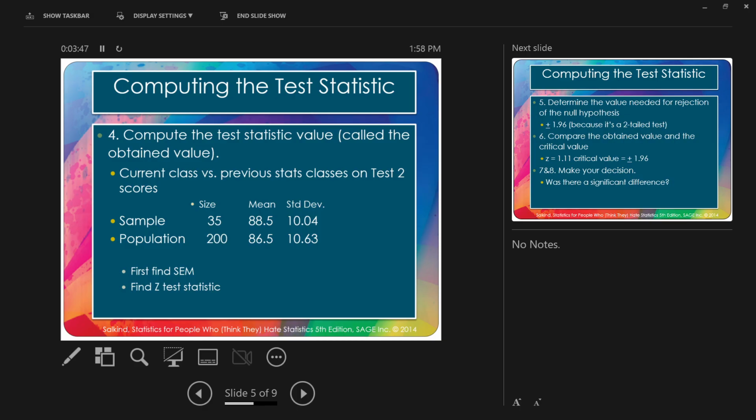Next, the professor will need to find the mean for the current class and the mean for the previous classes, or the population, and the standard deviation, as well as the sample size and the population standard deviation. So this here is our available data, but you need to access the second video that I made to watch how to find the obtained value, which was 1.11. So when we computed the z-test using this information, our z-value was 1.11, which you can see in the other YouTube video.